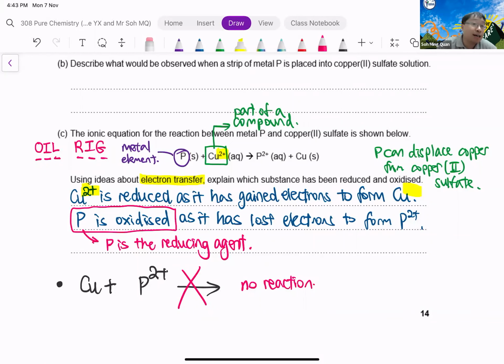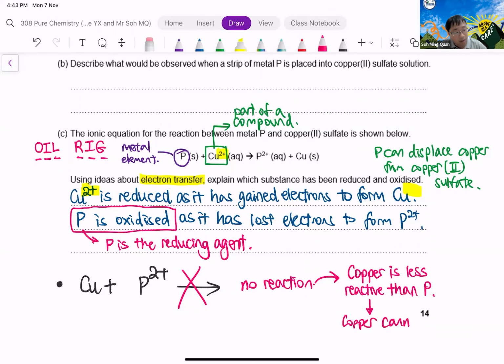Okay, let's try to explain why there's no reaction. How come when I put Cu metal, the metal element copper, into the aqueous solution of the sulfate of P, there won't be a reaction? We need to explain this. Well, we can explain it as copper is less reactive than P, right? So because it's less reactive than P, copper cannot displace P from its compound.